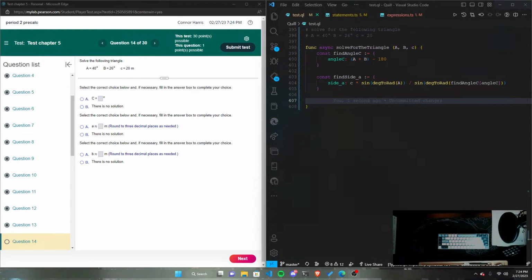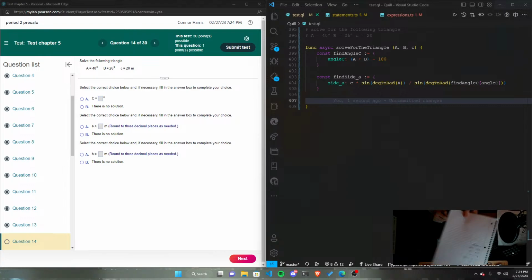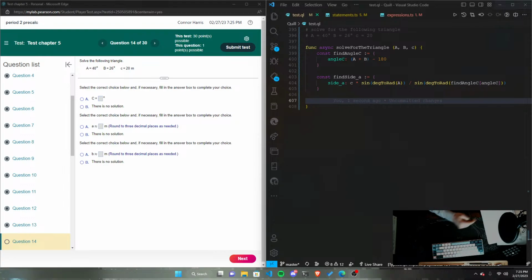Kinda, not really. It's kind of a pain, to be honest. I'm doing the math down here as well to make sure that I'm correct, but it should be pretty spot on accurate, hopefully. I'm just trying to implement the formulas.